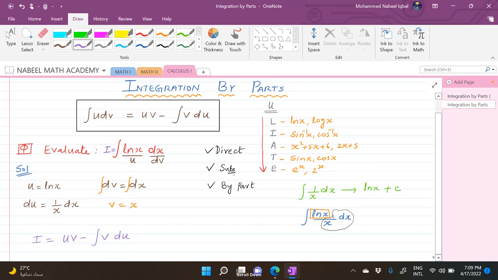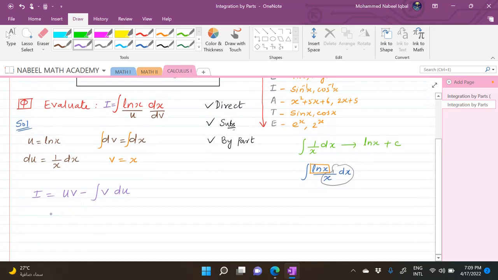Just substitute the values. Here we have uv, so it is x ln x minus integral v, which is x, and du, which is 1 over x dx. Now you can easily integrate this. The x with the x cancels, so you get integral of dx, which is x. So it is x ln x minus x plus c. So this is the integration of ln x: x ln x minus x plus c. Since it is an indefinite integral, we write the integration constant at the end.